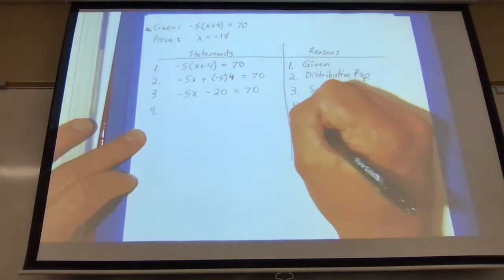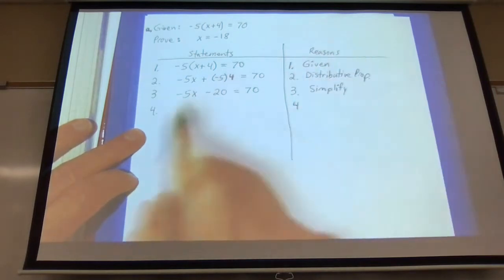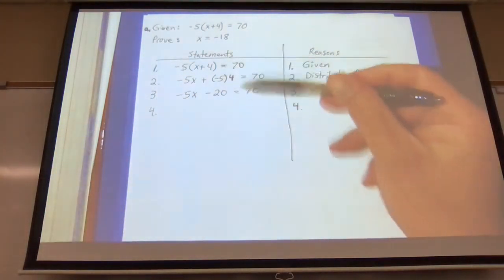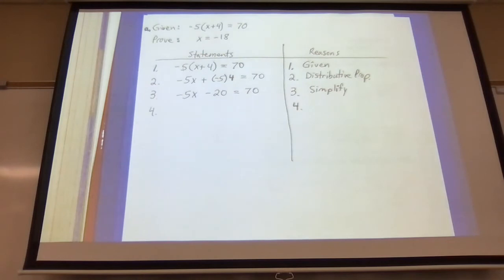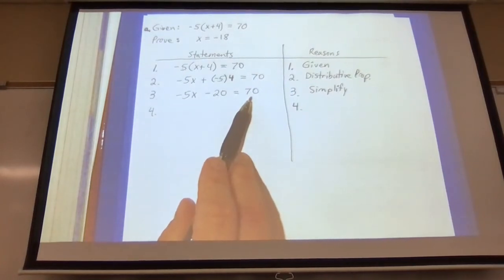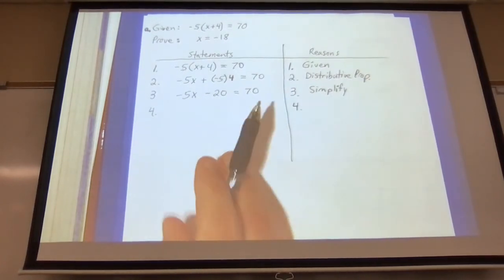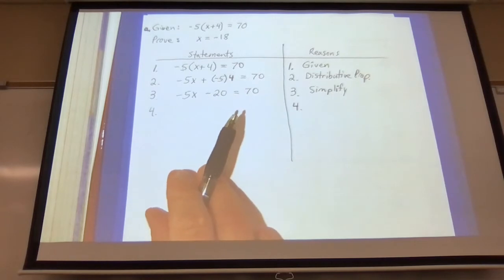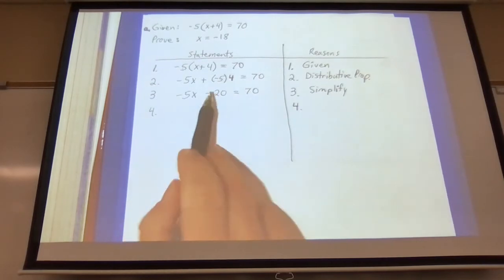All right, now we're just down to basically solving the equation. So each step just follows down, you're just solving the equation, putting in your reasons as you go. So if you had this equation right here, -5x minus 20 equals 70. Going back to algebra last year, what would be the next step to this? You're going to add 20 to both sides.